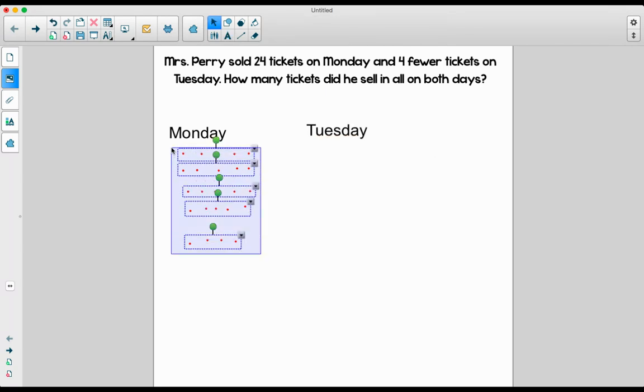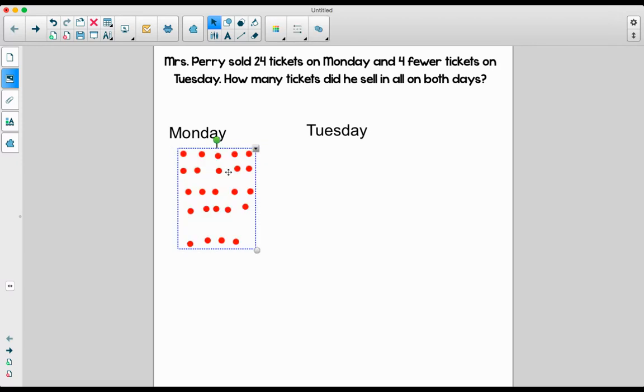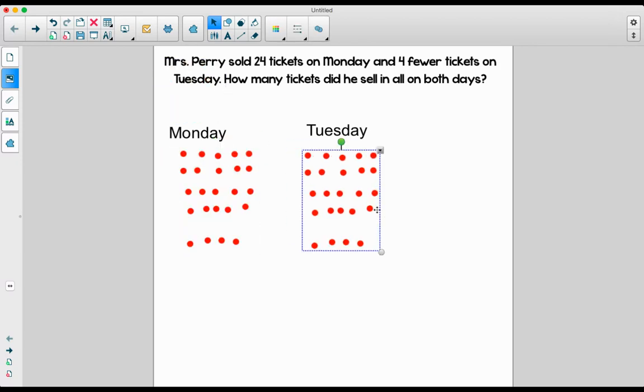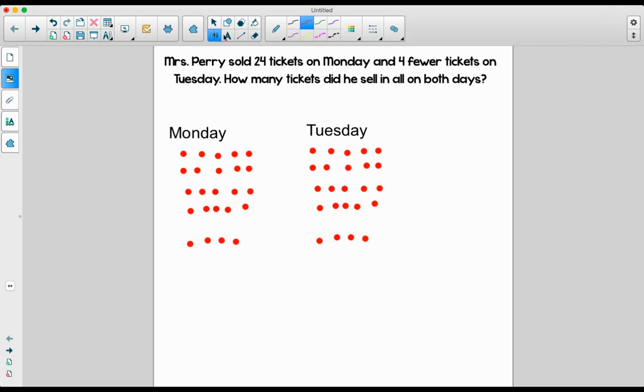That means I'm going to take what she sold on Monday, but I'm going to take 4 fewer. So I'm going to cross off 4. And that leaves me what she sold on Tuesday, which is 20.